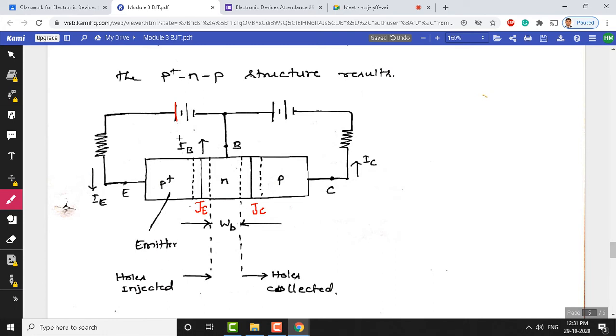Okay. And once we apply forward bias here, the holes will get injected from the P plus region to the N region like this. This is the direction of hole injection. And the holes that are injected here will be collected by the collector like this. And this region should be lightly doped, because you need to avoid recombination here. Recombination should be reduced, because if you increase the recombination rate here, that itself will cause a base current. So, therefore, the recombination rate in the base region should be less. Okay.